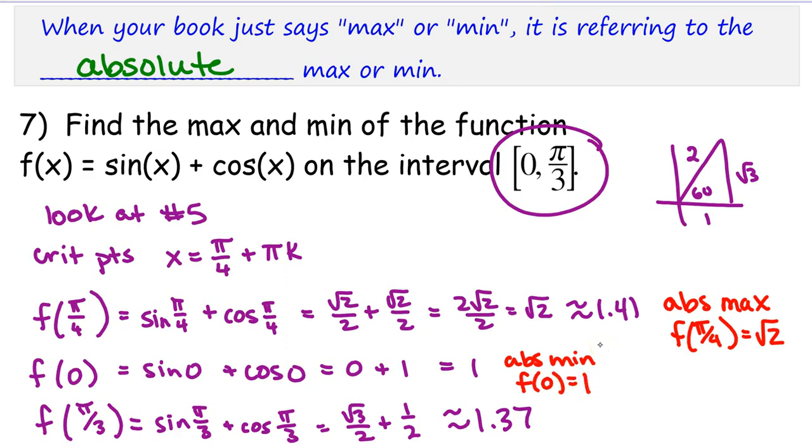Were we guaranteed to have an absolute maximum and an absolute minimum? Well, let's see. This is a continuous function. Sine of x is continuous, cosine of x is continuous, the sum of two continuous functions is continuous, and the interval is closed. So according to the extreme value theorem, yes, we were guaranteed to have the absolute maximum and the absolute minimum.